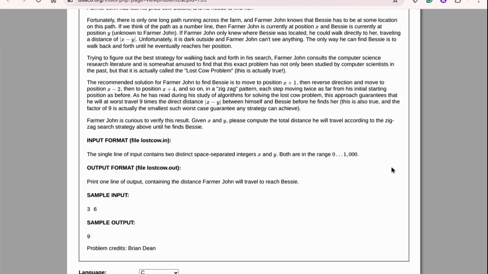The single line of input contains 2 distinct space-separated integers, X and Y. Both are in range 0 to 1000. Print one line of output containing the distance Farmer John will travel to reach Bessie. And then the sample input is 3 6, and the sample output is 9.